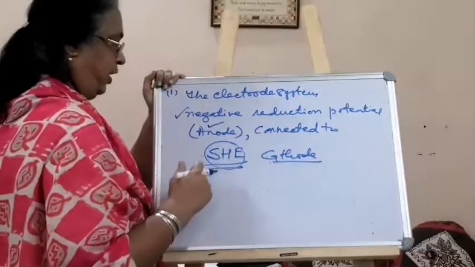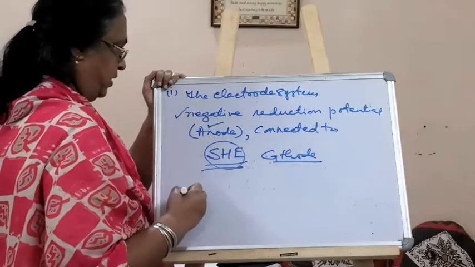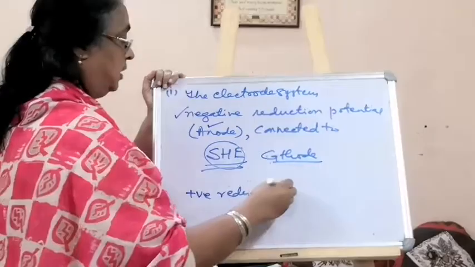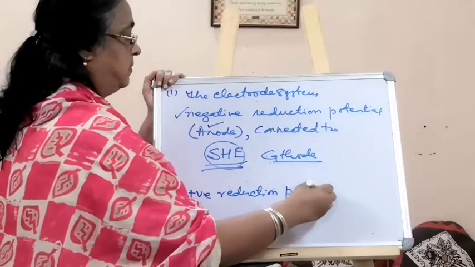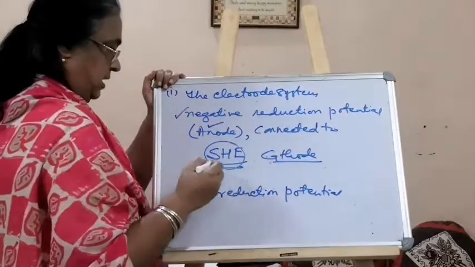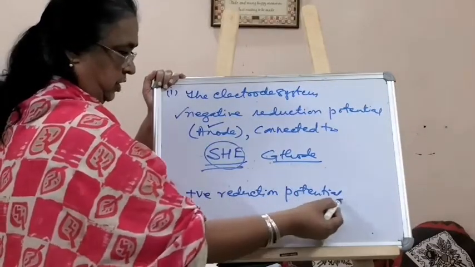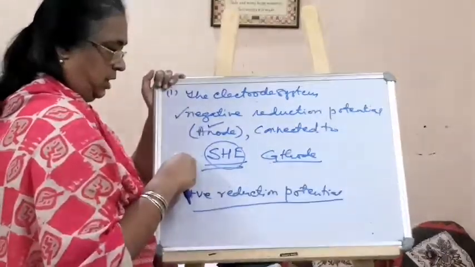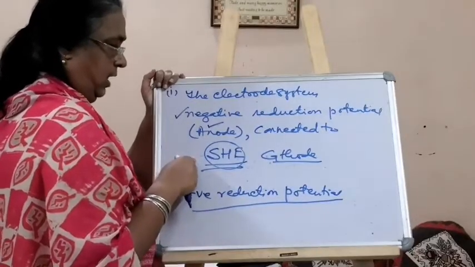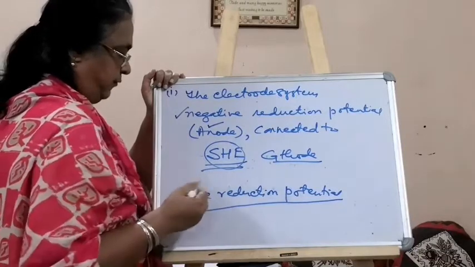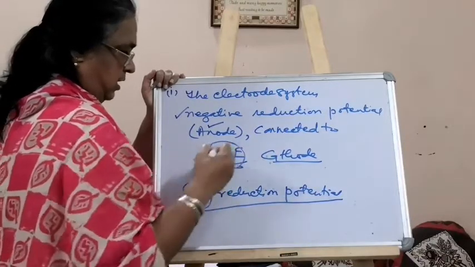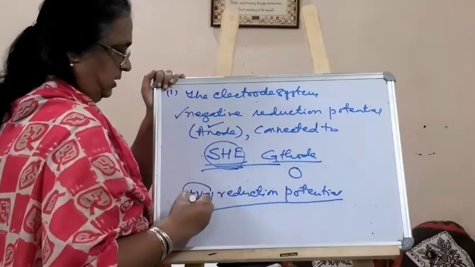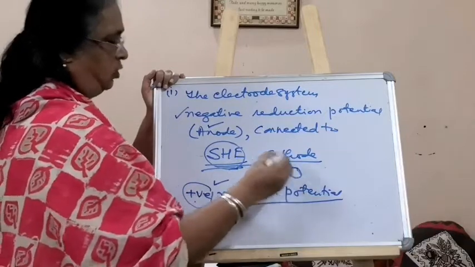And the opposite, if you have a positive reduction potential, what does it mean? When the positive reduction potential of one half cell is attached to the standard hydrogen electrode, what will happen? If this is positive, it means the electrode potential of SHE is 0, and positive means the value of this is more than 0.